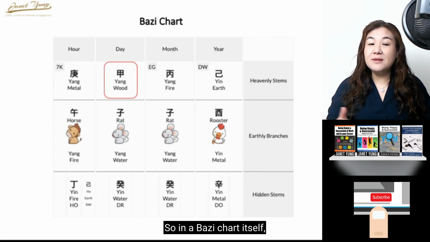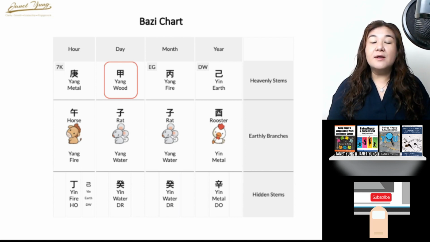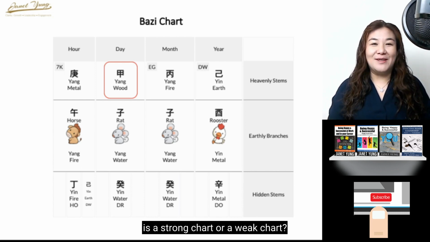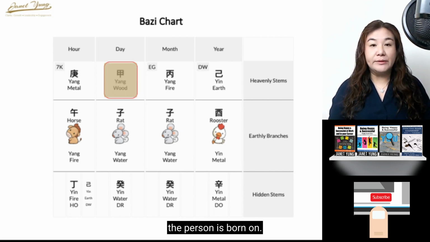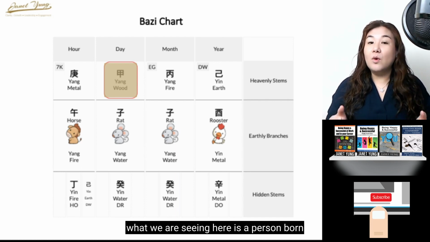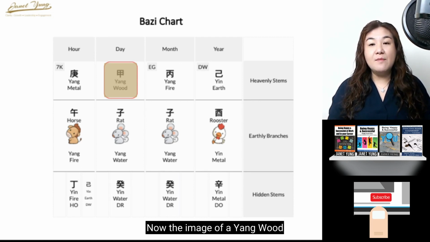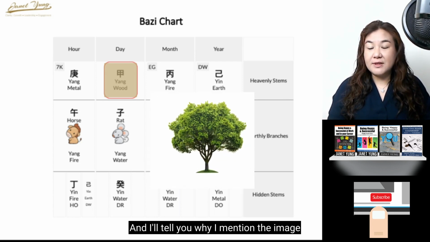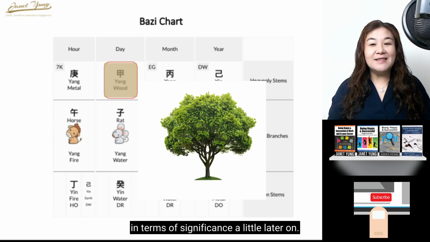So in a Bazi chart itself, how do we determine whether a person is a strong chart or a weak chart? The first thing we look at is actually the day element, or the day master, the person is born on. In this particular example, we are seeing a person born on the day of wood, specifically young wood. Now the image of a young wood is that of a tree, and I'll tell you why I mentioned the image in terms of significance a little later on.